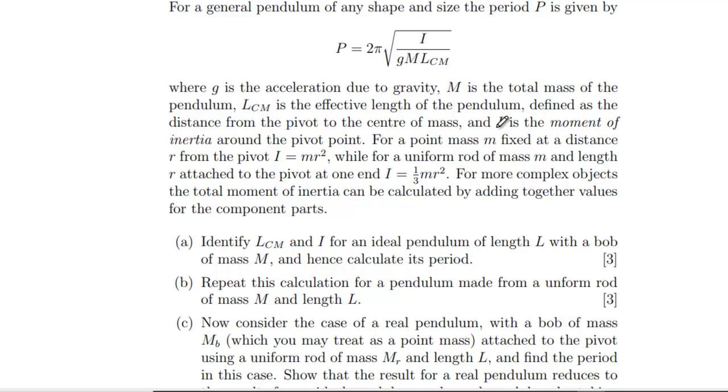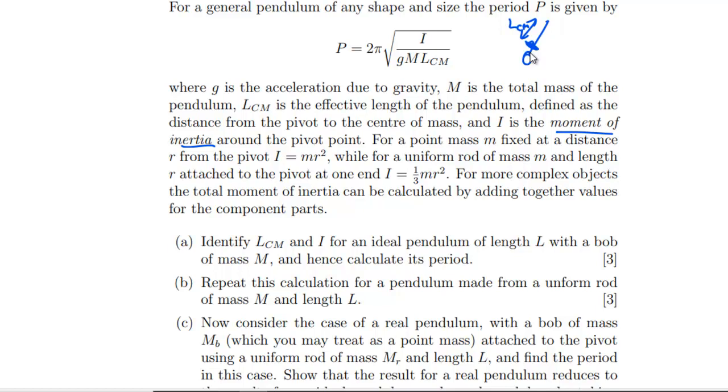So if we've got our pendulum like that, then we're going to have a center of mass somewhere around here, say, and that is going to be our L center of mass. Where did I get to? I is the moment of inertia. Again, something that I've covered in all my classical mechanics videos, around the pivot point. So if you've looked at those, you'll have a bit of a head start here.